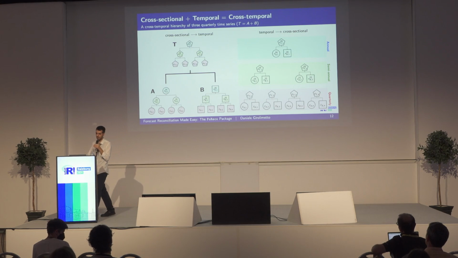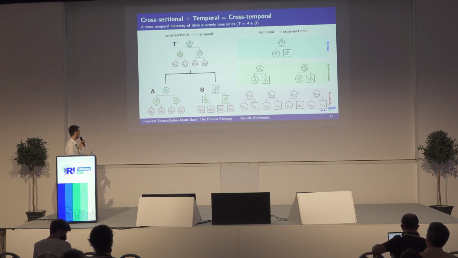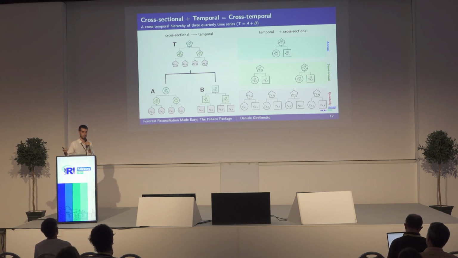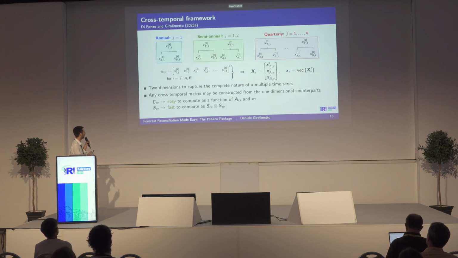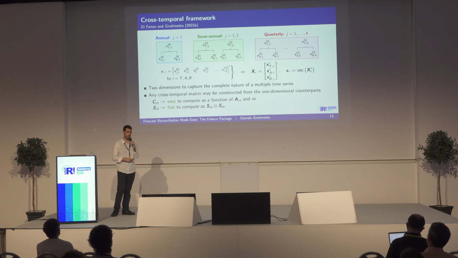In this example, I give you a simple hierarchy of 3 quarterly time series. T is equal to A plus B. So on the left here, if you look, we have a node T that is equal to the node A plus node B. But at the same time, inside each node, we have a temporal hierarchy of quarterly data, as we have seen before. We can also have these other representations. So we have a cross-sectional hierarchy for the annual level, 2 for the semi-annual level, and 4 for the quarterly level.